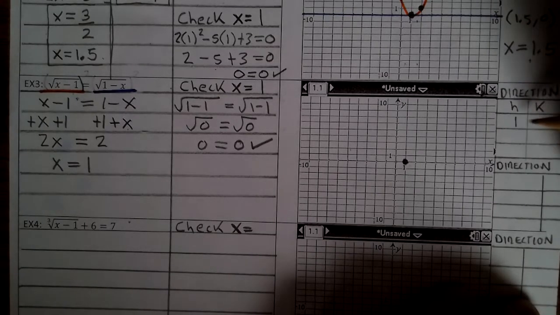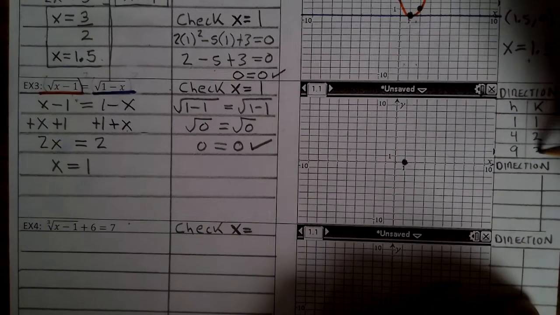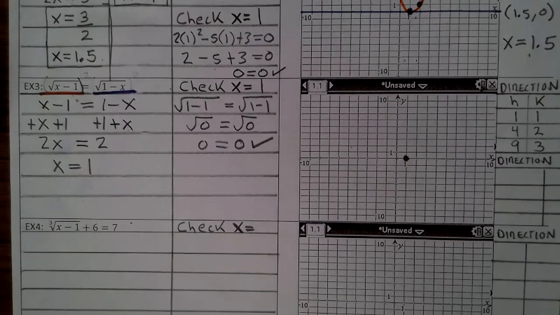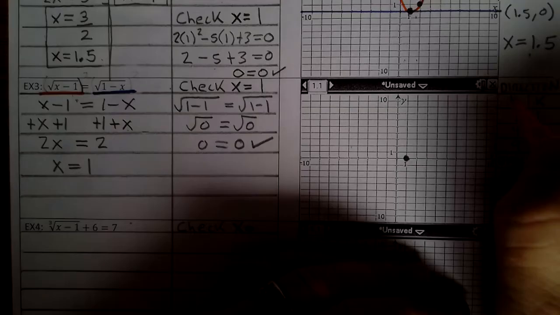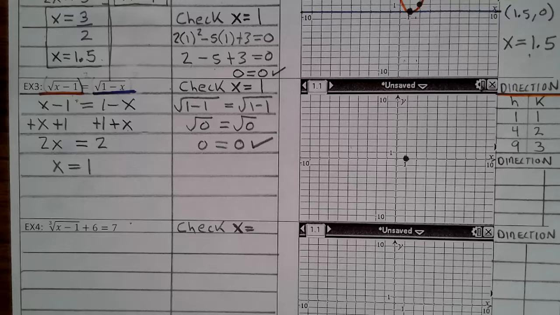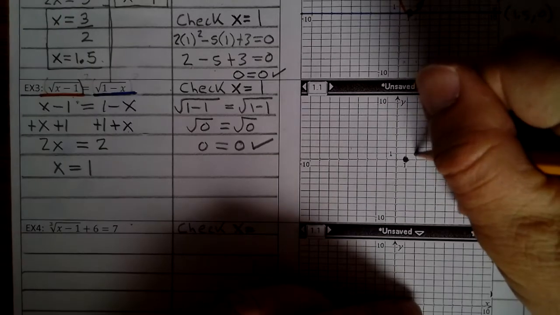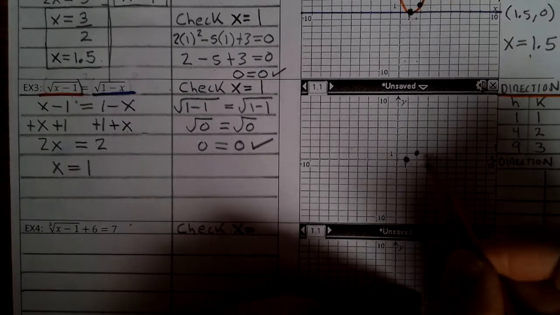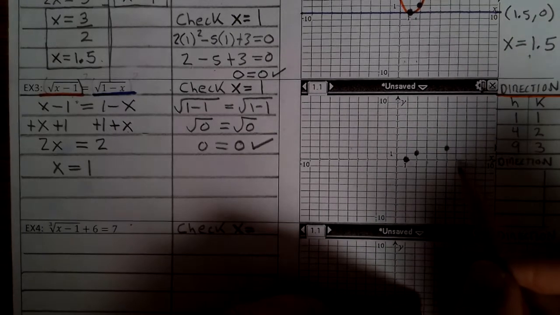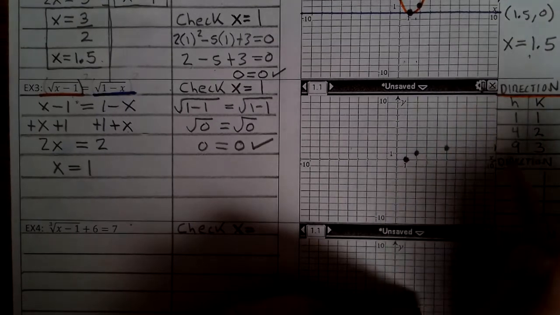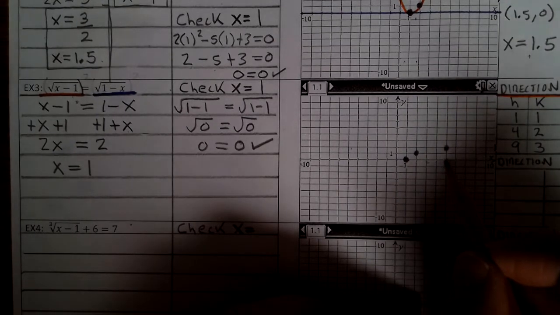Okay, so from this point, you go to the right one, up 1, to the right 1, 2, 3, 4, up 2, to the right 9, so 1, 2, 3, 4, 5, 6, 7, 8, 9, up 1, 2, 3. Okay. All right, now let's graph the right side.